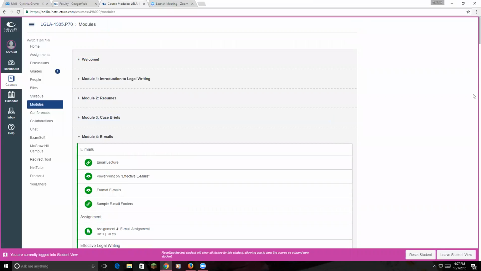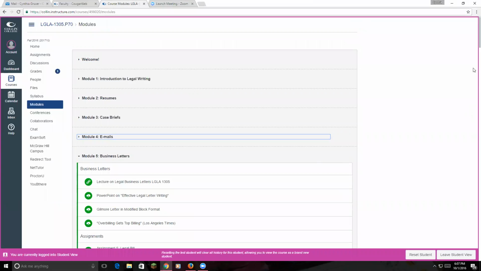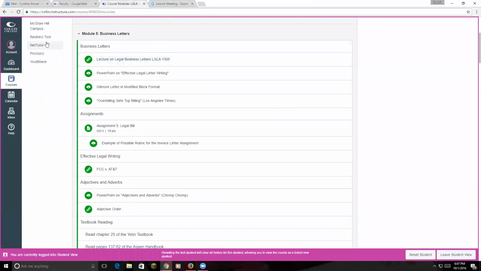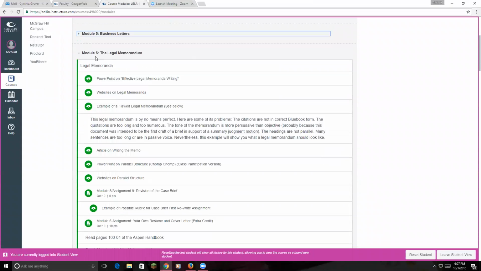There you go. So I'm going to go down to the module that's focused on legal memoranda, and we're going to start by looking at the PowerPoint slide. We're going to focus on this first button, PowerPoint on effective legal memoranda writing, and also on this article on writing the memo. But let's get started with the PowerPoint.